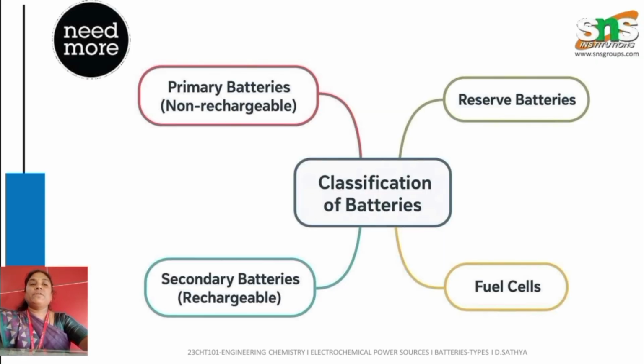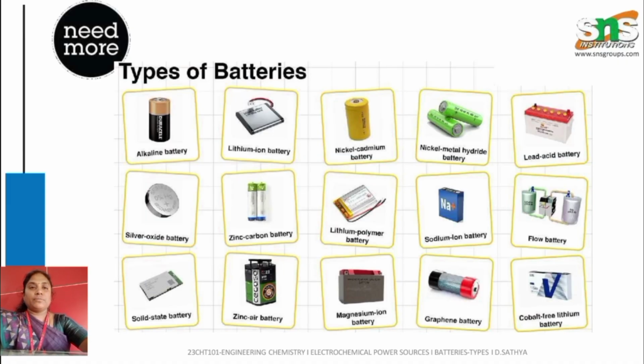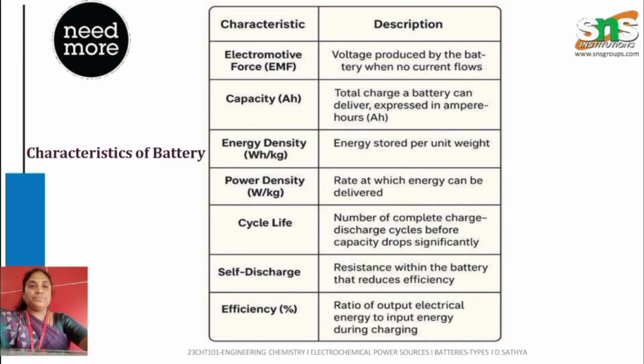So the main classification of batteries is the primary and secondary battery, non-rechargeable and rechargeable, and the other ones are the reserve batteries and also the fuel cells. So these are examples of types of battery: alkaline battery, lithium ion battery, zinc air battery, lead acid battery, nickel cadmium battery. So these are the types of batteries.